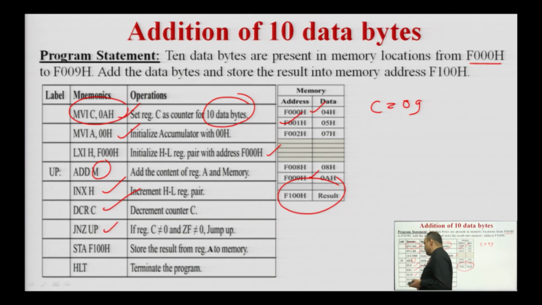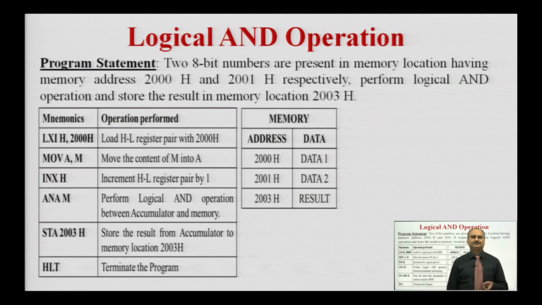Then we use instruction JNZ. This instruction will check the zero flag and observe the value of C. Since C is not 0, it will transfer the control back, and it will keep on adding the data bytes. When this condition is true, it will keep on adding, and when this condition is false, it will come out from the loop, store the result of the operation into the memory location F100H, and finally terminate the program. This way we perform the addition of 10 data bytes with the help of the following program.